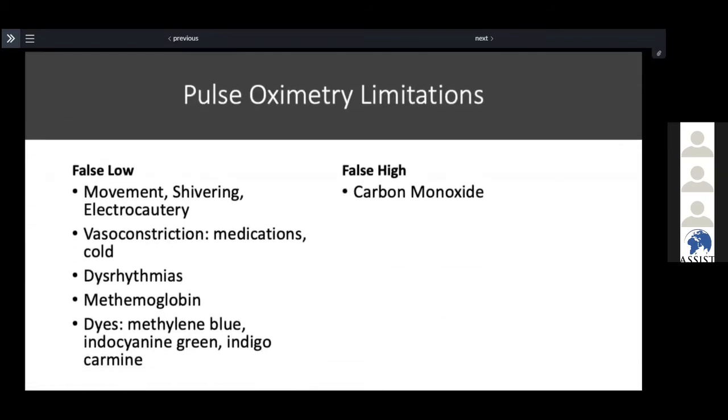There are several limitations to pulse oximetry. Most limitations lead to a falsely low SpO2 reading. Movement, shivering, and electrocautery interfere with the probe's ability to detect pulsatile arterial blood flow. Similarly, abnormal heart rhythms can interfere with the pulse needed for photoplethysmography. Methemoglobin absorbs light similarly at 660 and 940 nanometers, which leads to an inaccurate ratio and usually an SpO2 approximating 85%. Similarly, many injectable dyes can also cause a false low SpO2 reading. Carbon monoxide leads to a falsely high SpO2 reading, as it absorbs light at the same wavelength of oxyhemoglobin.